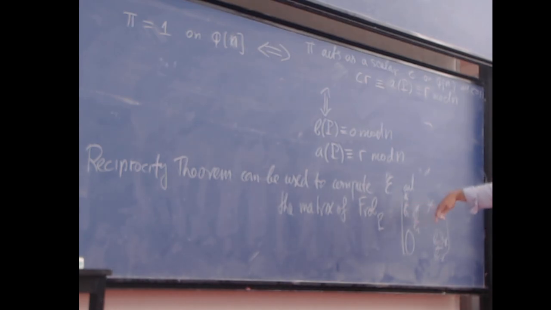You can compute from this theory also the actual matrix of the Frobenius, which I was telling you, so that you can compute how the prime splits. Well, if you know the Frobenius, you can compute its orbit, and then you know how it is.